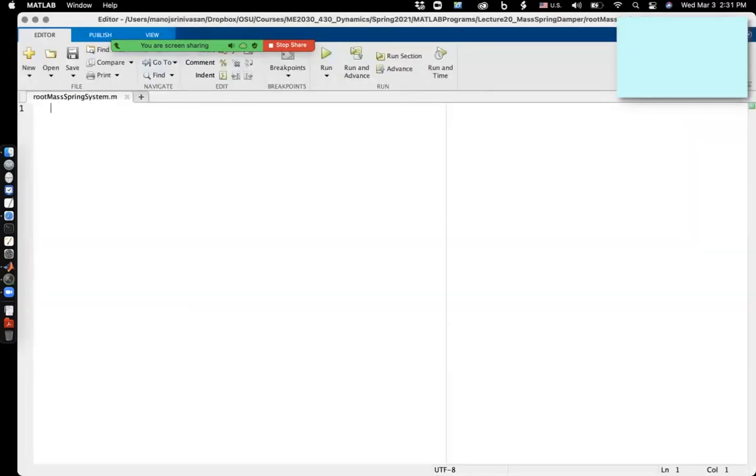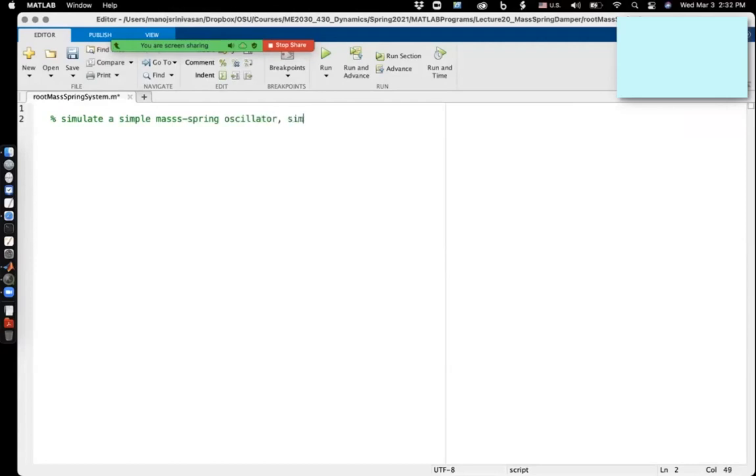Okay, so we're going to simulate a simple mass spring oscillator, sometimes called a simple harmonic oscillator. What I wish I had done is perhaps written the equations of motion on my tablet device first, but we'll just write this right now.